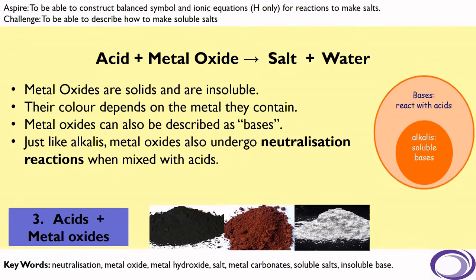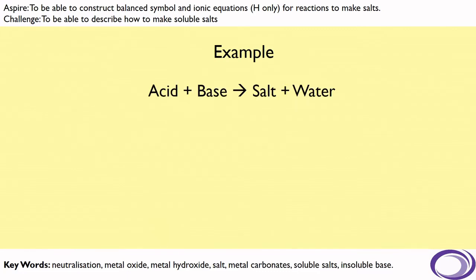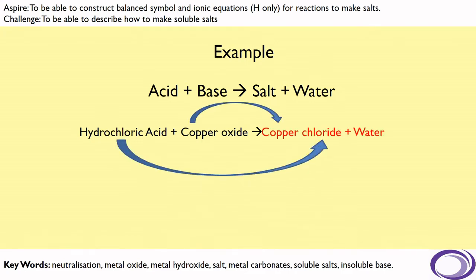Just like alkalis, metal oxides also undergo neutralisation reactions when mixed with acids. So an example of this would be the reaction of hydrochloric acid with copper oxide. Now, the copper reacts with the chloride ion and forms copper chloride. And the hydrogen ion from the acid reacts with the oxide and forms water. You can see this quite easily on the symbol equation.